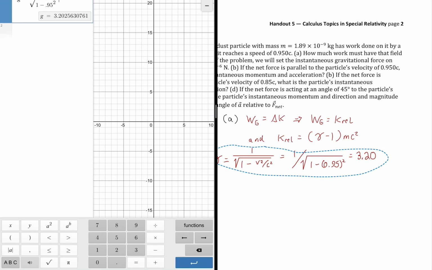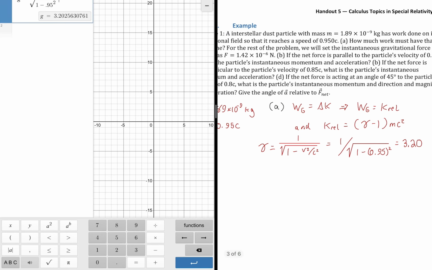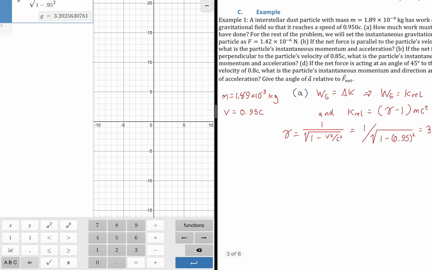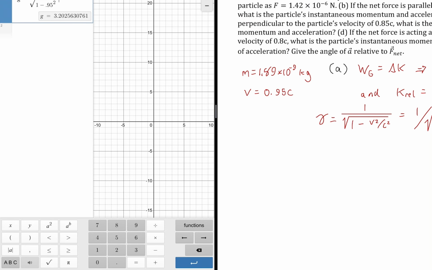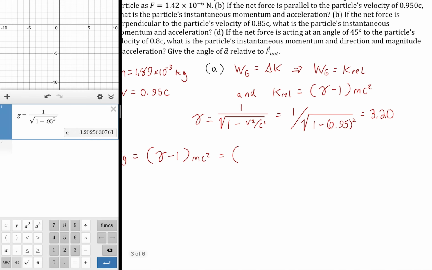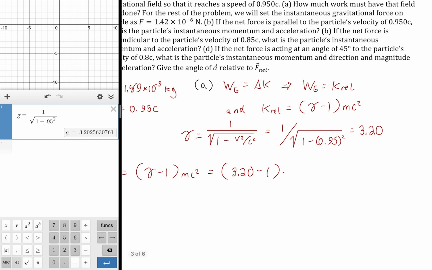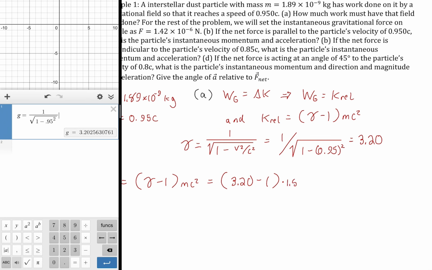It's a dimensionless quantity. With that out of the way, let's find the work. The work done by gravity is simply going to be equal to that expression, gamma minus 1 times mc squared. With the numbers, it will be 3.2 minus 1 times the mass that we are given. The mass, of course, matters here, 1.89 times 10 to the negative 9, multiplied by the speed of light squared.